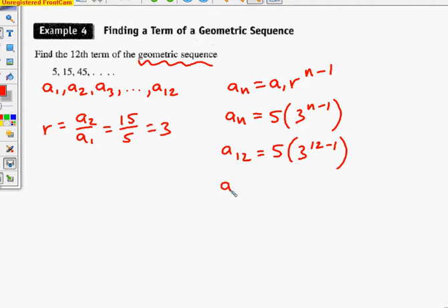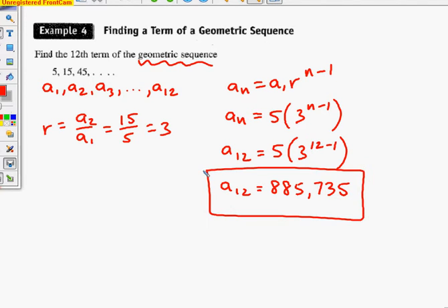And I get the 12th term to be 885,735. So you see how this stuff grows very quickly. It grows very, very quickly. Okay? Alright.